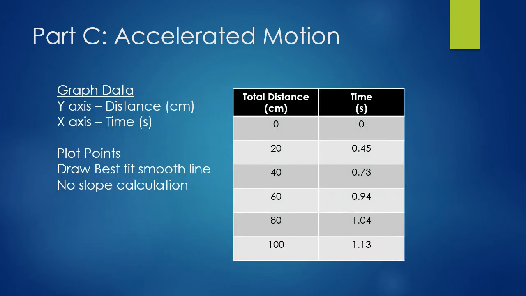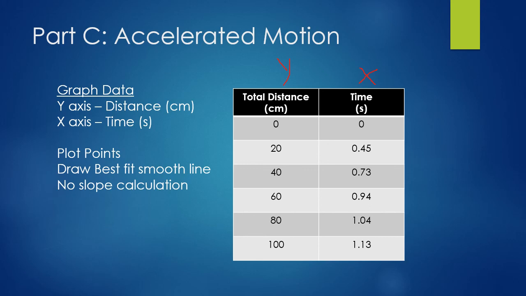The data shown in the table was the data collected at those different distances. And we're going to once again graph that data, keeping in mind that time is going to go on the x-axis and the total distance is going to go on the y-axis. So this time with accelerated motion, think about what happens if you're on your bike and you're about to go down a hill. So it's kind of a similar situation.